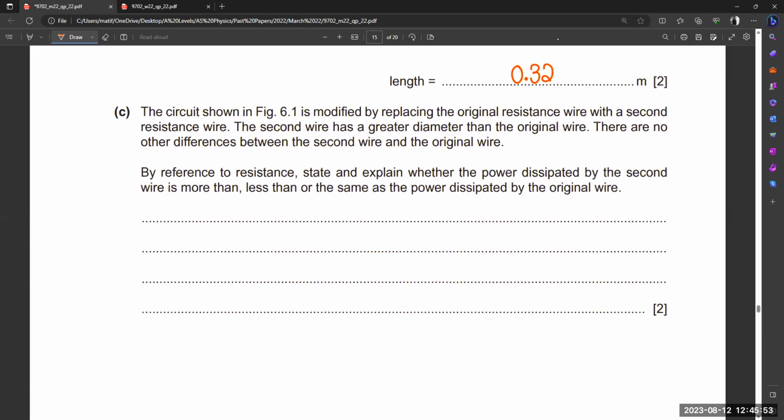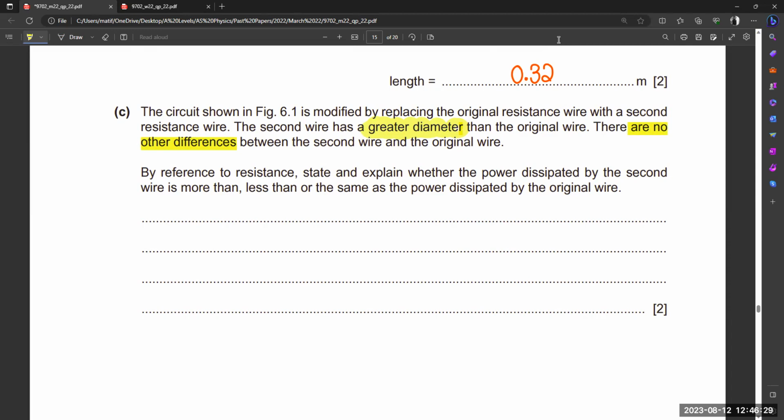Now they ask the next part. The circuit shown in figure 6.1 is modified by replacing the original resistance wire with a second resistance wire. So now we have a new wire, and the second wire has a greater diameter, greater cross-sectional area, than the original wire. There are no other differences between the second wire and the original one. So it means there is only a change in cross-sectional area.